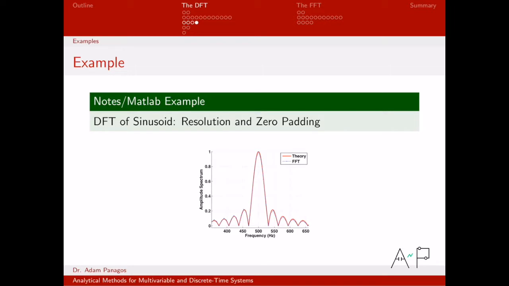All right, for our final DFT example that we're going to work with in Matlab, we are going to talk about resolution and zero padding. In the Matlab script that we'll take a look at, we're going to deal with two different sinusoid signals. One will be at 500 hertz, the other will be at 550 hertz.